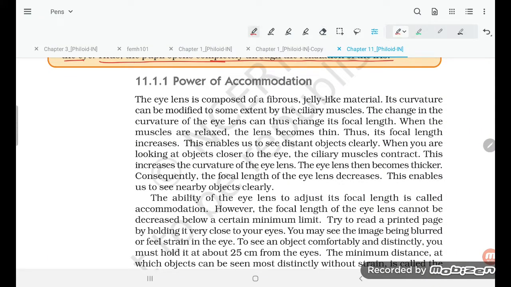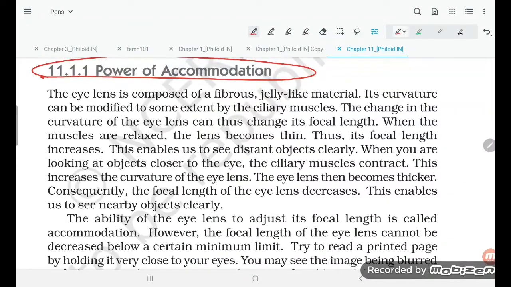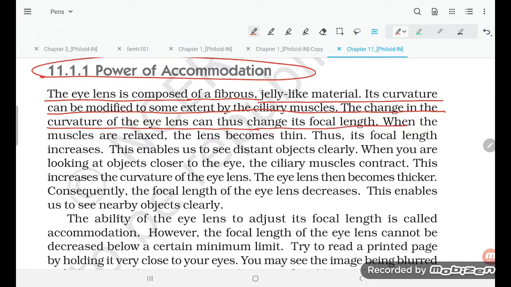Hello students, let's try to understand the power of accommodation. What do you mean by the power of accommodation? The eye lens is composed of a fibrous jelly-like material. Its curvature can be modified to some extent by the ciliary muscle. The change in the curvature of the eye lens can thus change its focal length.